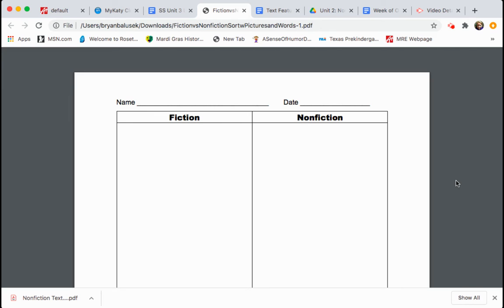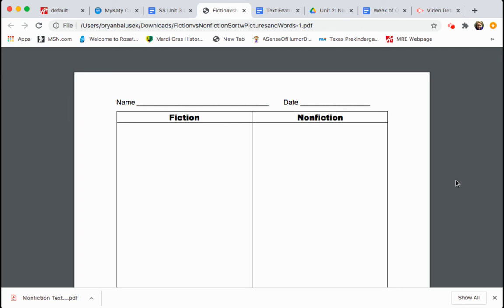Now we're going to start diving into nonfiction stories, which usually tend to teach us something because these books are filled with facts and true things. And so that's what we're going to start looking at.